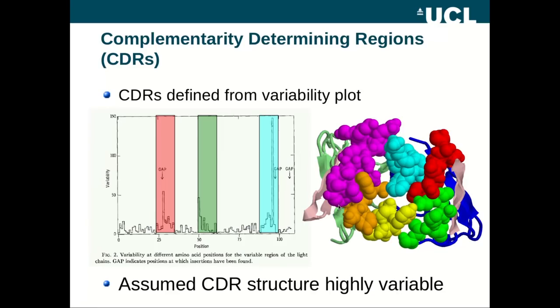So going back to Kabat and Wu again, the assumption was that these three loops, which as I've shown here, map quite nicely onto the three loops in the structure. So we've got the red, green and cyan being L1, L2 and L3. Given this huge variability in the sequence, there was an assumption that we would also get a huge variability in the structure.